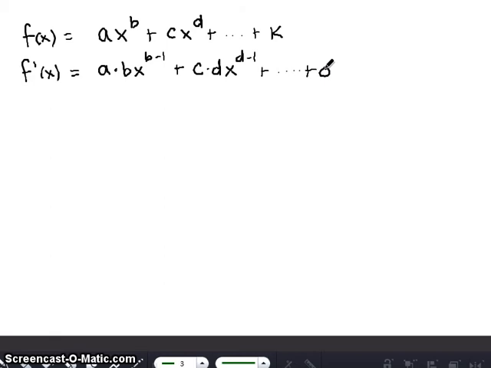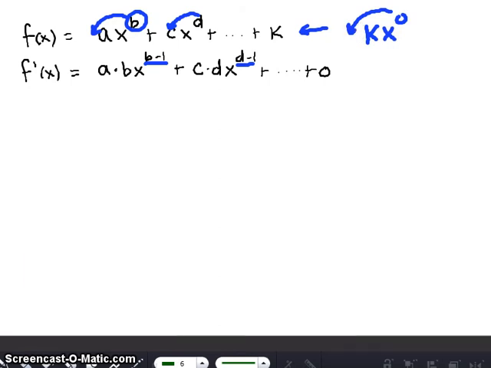So what we're doing is we are taking our power, multiplying it to the front, and subtracting by 1. Take your power, bring it down to the front, decrease it by 1. And the reason that this constant is 0 when you take the derivative is you're thinking about this as k times x to the 0 power, right? Anything to the 0 power is 1. So if you take that 0 and bring it down front, you're going to have 0 times k, which is going to give you a constant of 0.